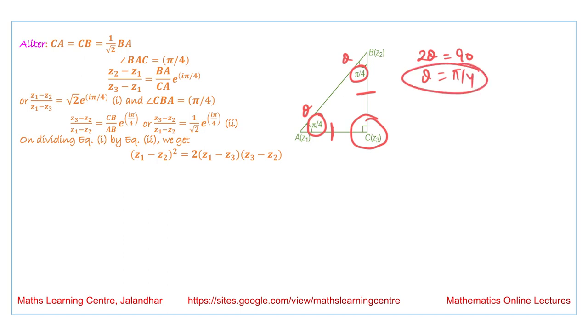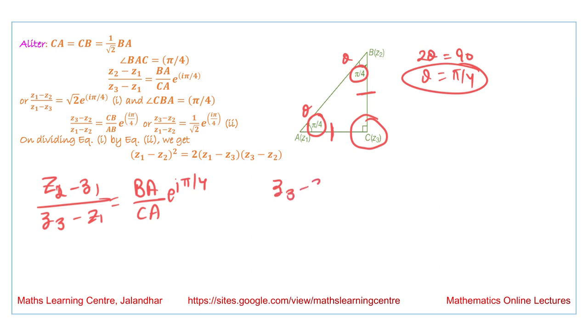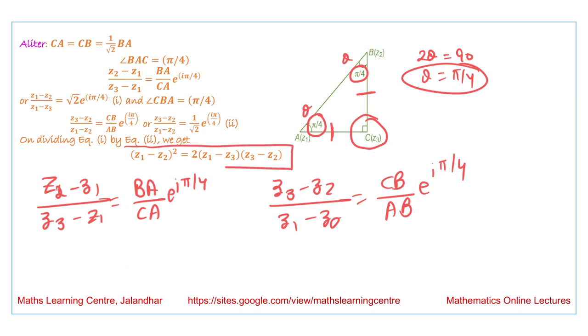So if we write the value of z2 minus z1 over z3 minus z1, the answer we will have is equal to BA by CA e raised to the power iota pi by 4. And if we write the value of z3 minus z2 divided by z1 minus z2, the value we have is CB by AB e raised to the power iota pi by 4. Now if we divide both these equations, we will obtain the final answer. So it is up to you how you want to solve these kinds of problems.